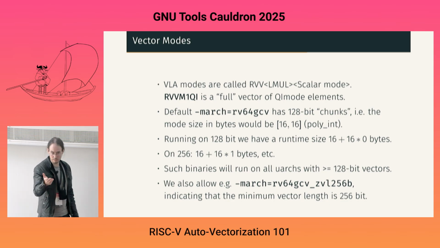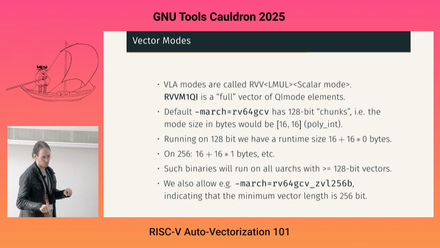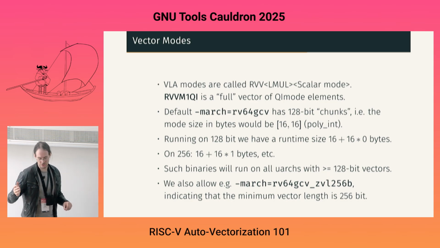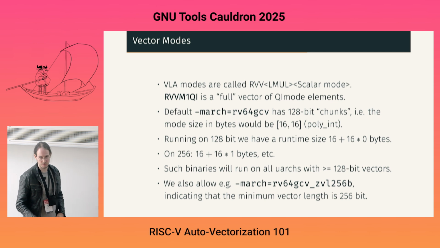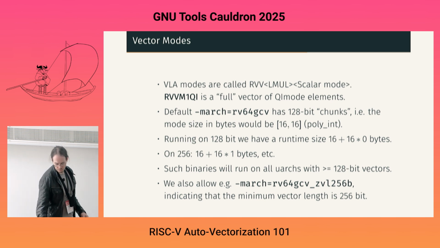If we want to go higher, as to your question, we would specify a ZVL 256-bit, meaning we generate code for everything 256 and larger. This allows you more refined optimizations, and obviously usually higher performant code.